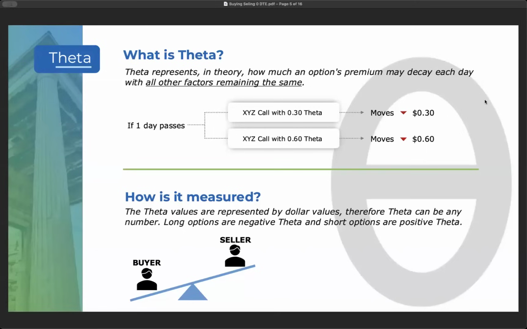And theta, as many of you may know, accelerates as you get closer and closer to expiration. But what we really want to get an understanding of is how much acceleration there is in theta, and what is the actual impact that it has on you as a trader when theta accelerates in those last few days versus if you were to sell or buy a longer dated option.